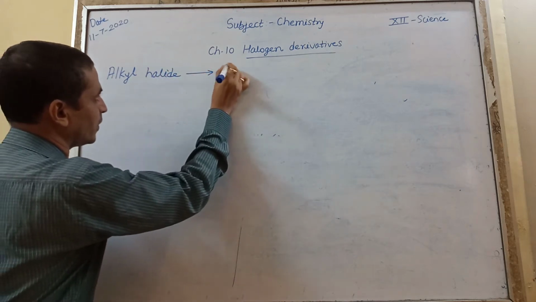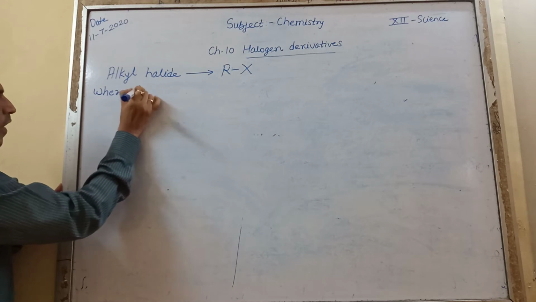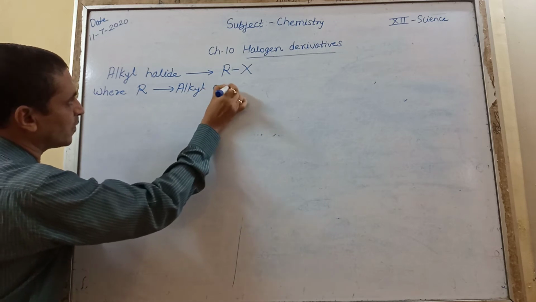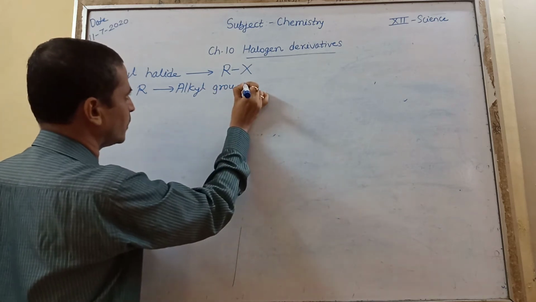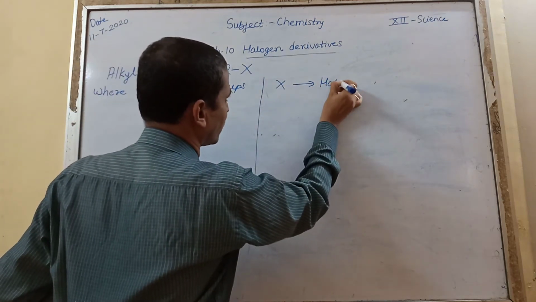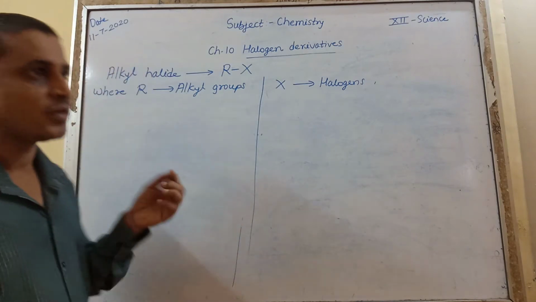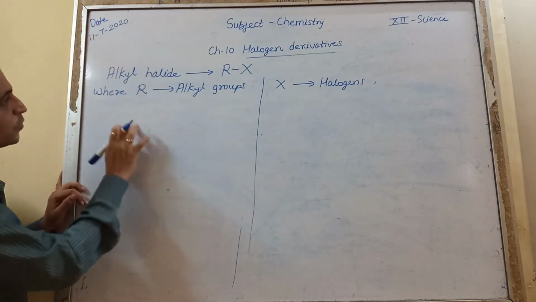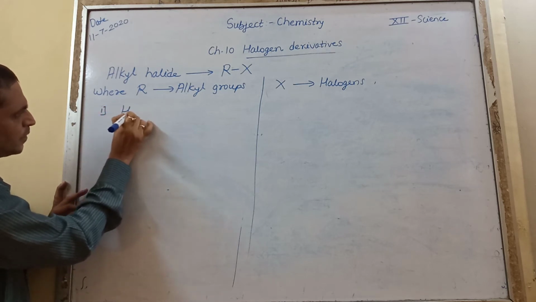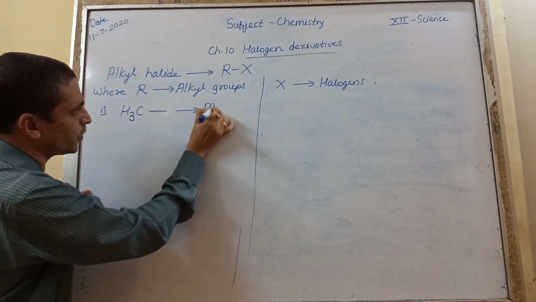You know that alkyl halide is represented by RX, where R represents alkyl group and X represents halogens. Students, be ready with pen and notebook to write main points. H3C with single valency, it is called what? Methyl group.